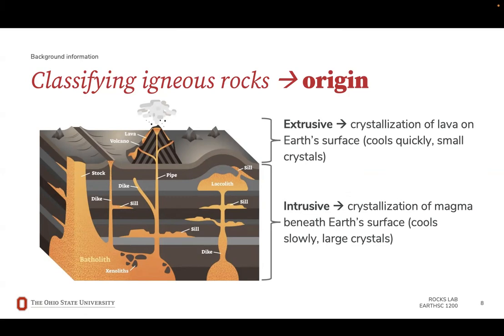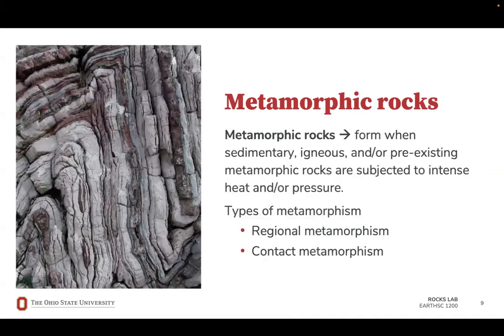Fine-grained or glassy textures indicate that the rock formed from the rapid cooling of lava on Earth's surface. The lava cooled too quickly to form large crystals, or, in the case of glassy textures, any crystals at all. This type of rock is known as an extrusive igneous rock.